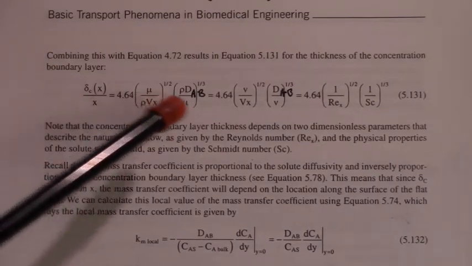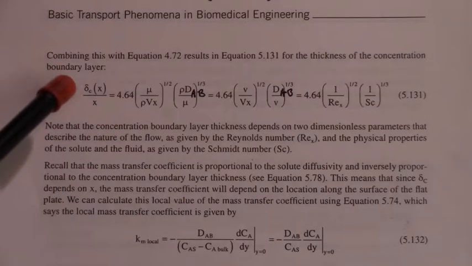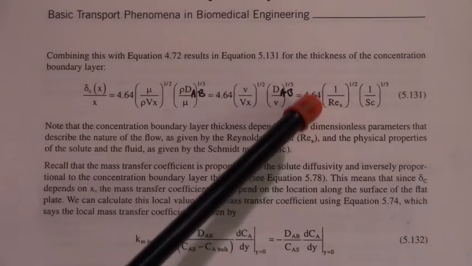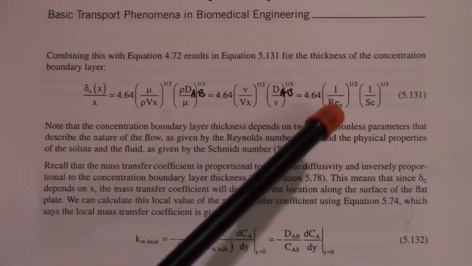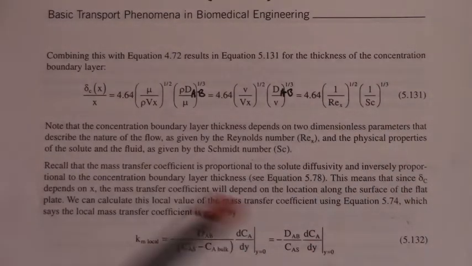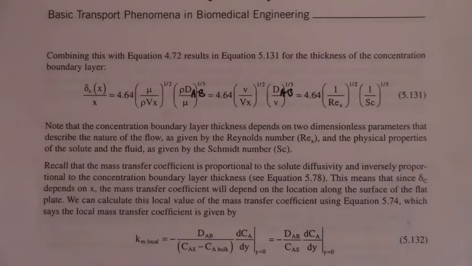So when you work out the algebra of all of that, you can see that the boundary layer thickness for concentration is given by 4.64 times 1 over the Reynolds number to the 1/2, 1 over the Schmidt number to the 1/3. Remember, it's the concentration boundary layer thickness that is providing the resistance to the mass transfer. So the thicker the boundary layer, the less mass transfer you're going to have.